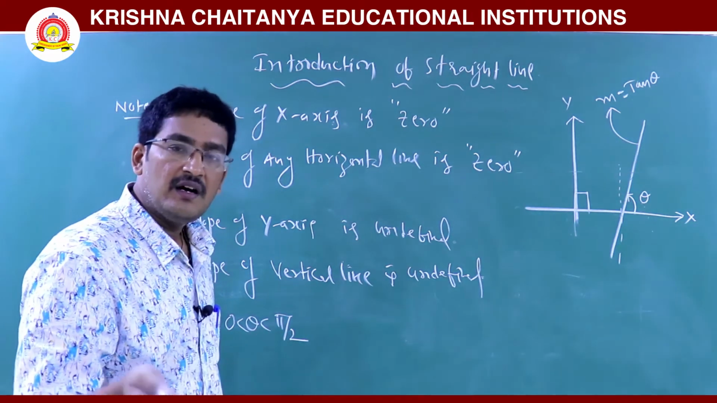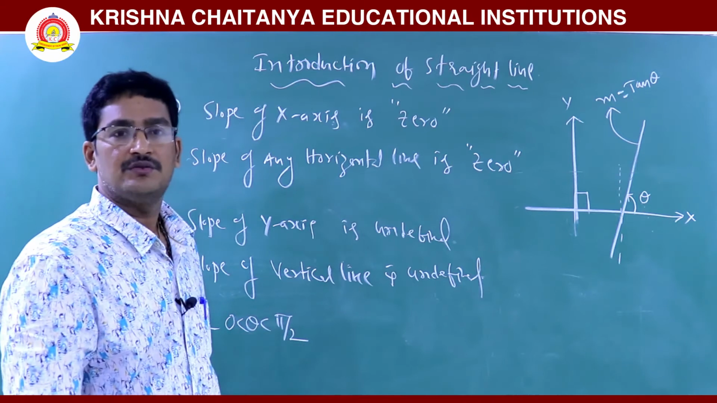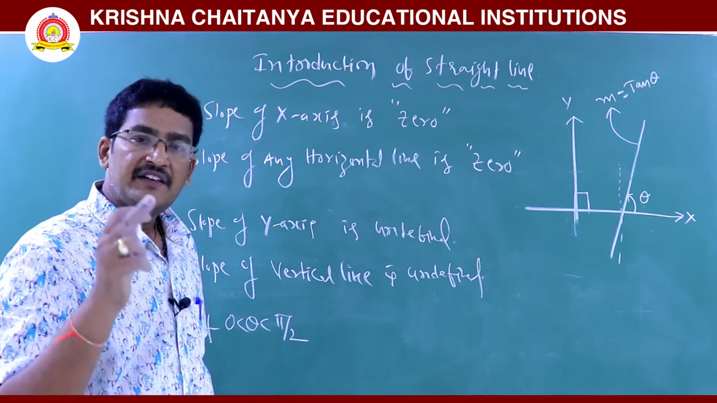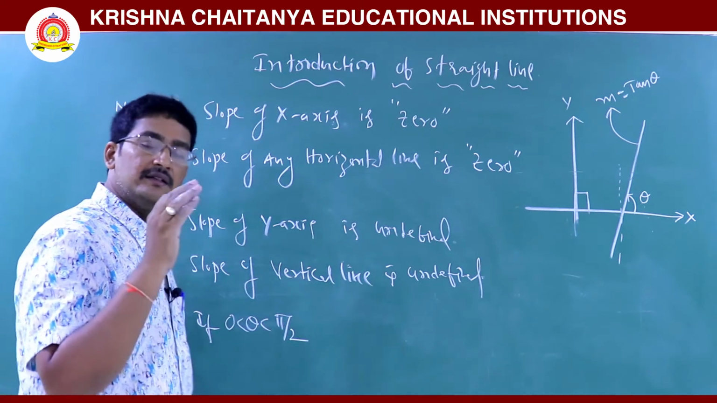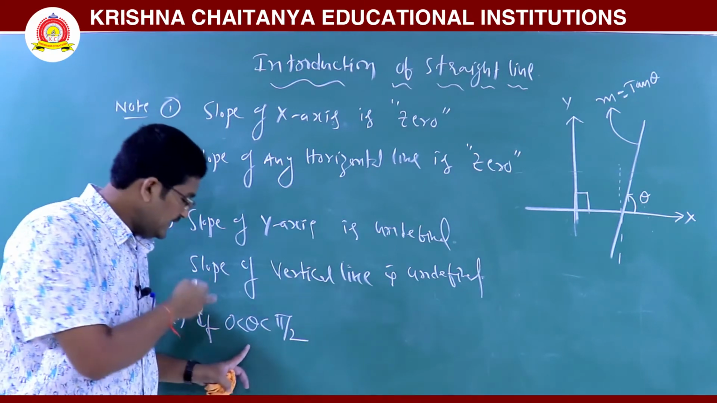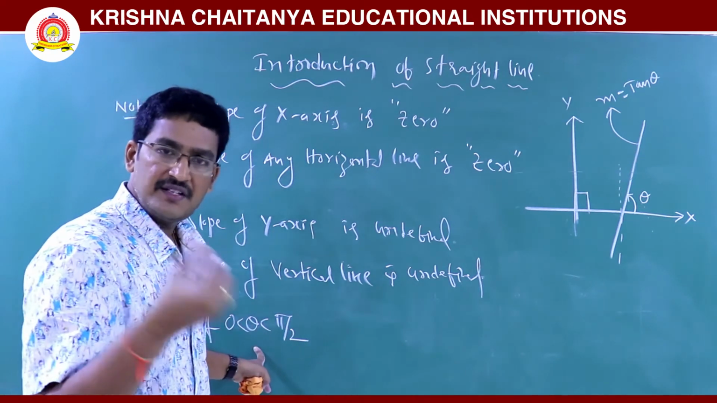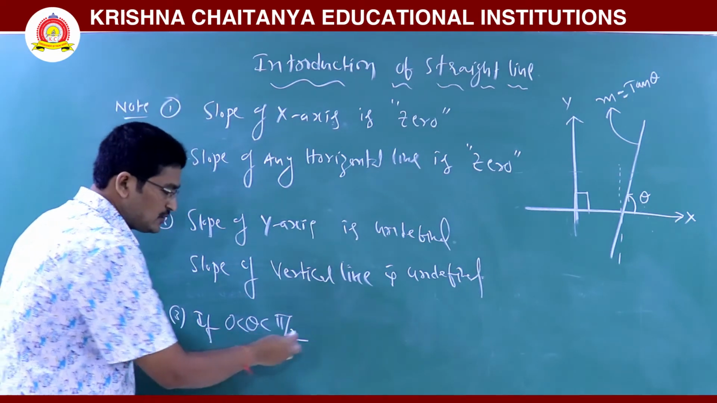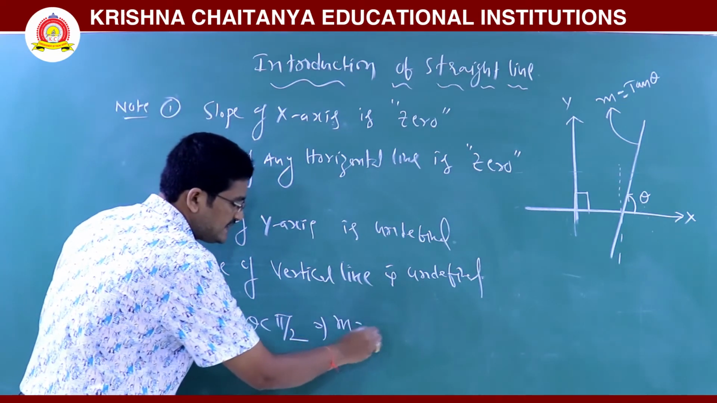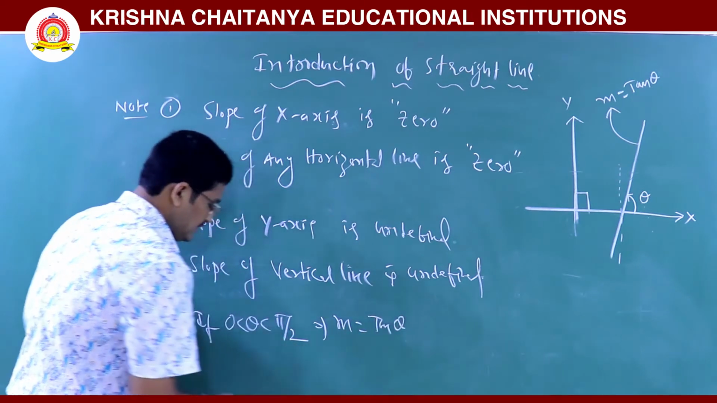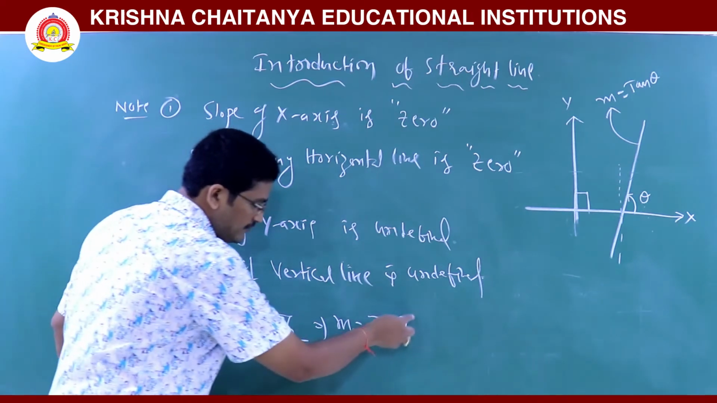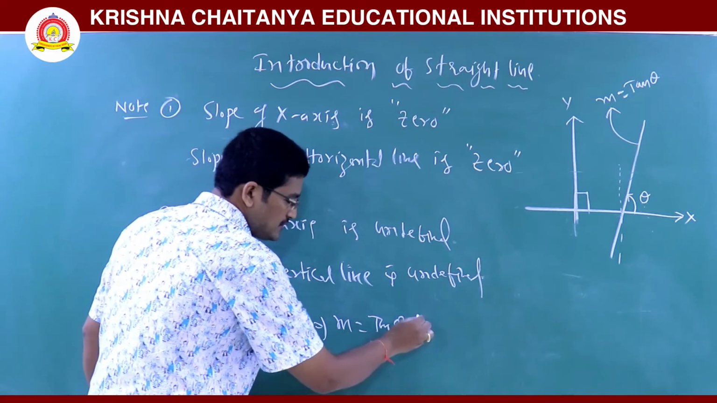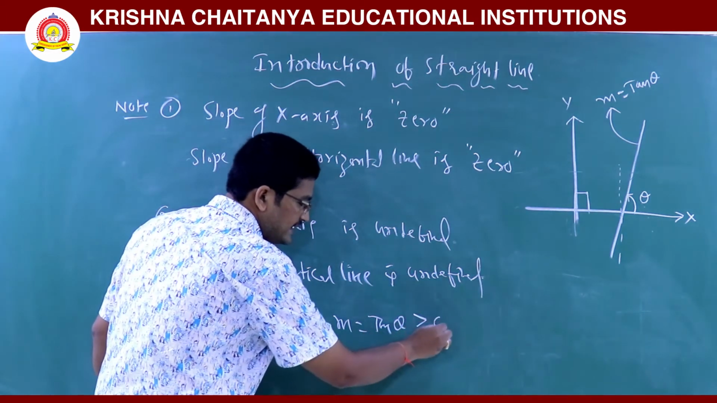In the first quadrant, all trigonometric functions are positive. Then immediately you have to say tan theta is also positive. So if theta lies between 0 to 90, then the slope m is equal to tan theta. If theta lies in the first quadrant, then tan theta is positive. So m equal to tan theta is strictly greater than 0.